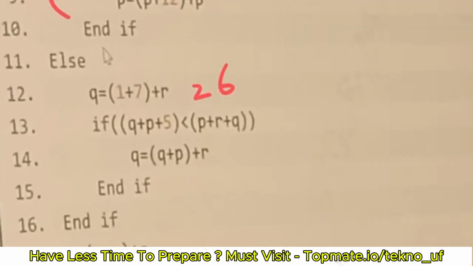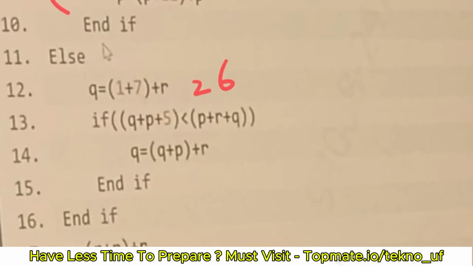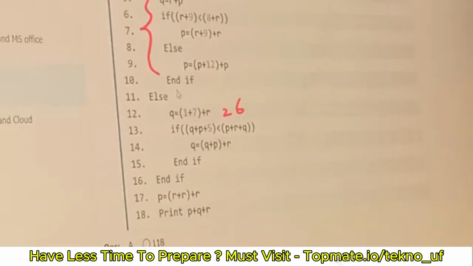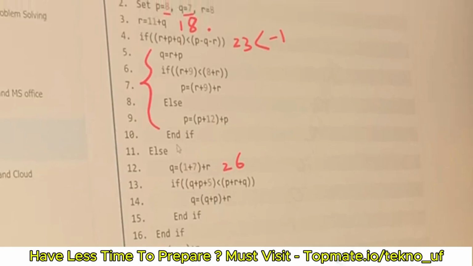And again we are checking the if condition: p plus q plus 5 is lesser than this. The value of p is 8 and the value of q is 26. So 26 plus 8, that is 34, plus 5, that is 39. Is 39 lesser than p plus r plus q? So p is 8, q is 26, that is 34, and r is 18. So 34 plus 18 is 52. So this is true, and that's why we have to go inside the if block.